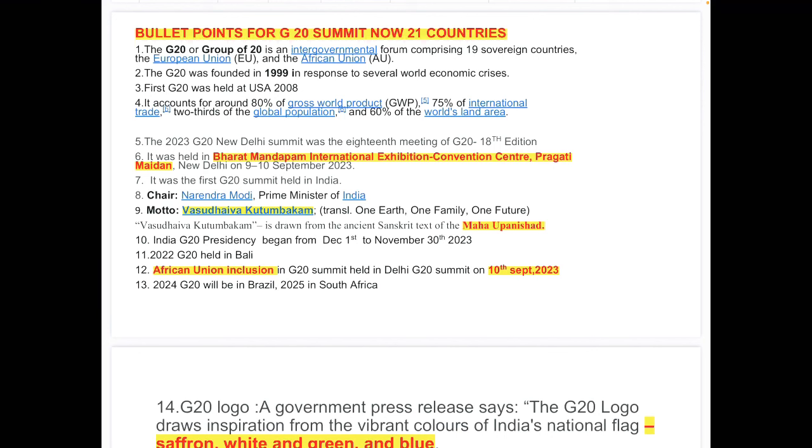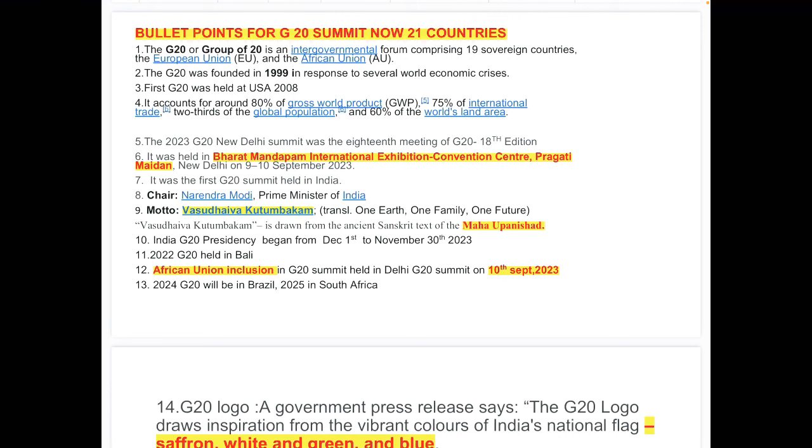It was the first G20 summit held in India. Who was the chairman? Narendra Modi, our Prime Minister, was the chairman of the G20 Summit 2023. The motto is Vasudhaiva Kutumbakam. It's a Sanskrit phrase which translates to one earth, one family, one future. Vasudhaiva Kutumbakam is drawn from the ancient Sanskrit text, the Maha Upanishad. This is a very important point, and a question is likely to come from it in future: what is the motto of the G20 Summit held in India?